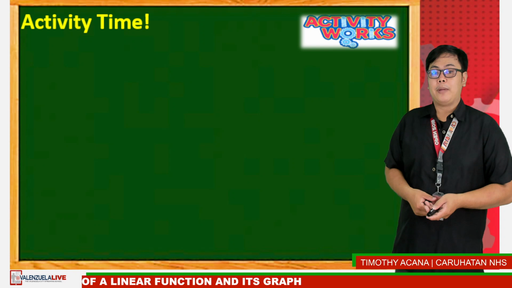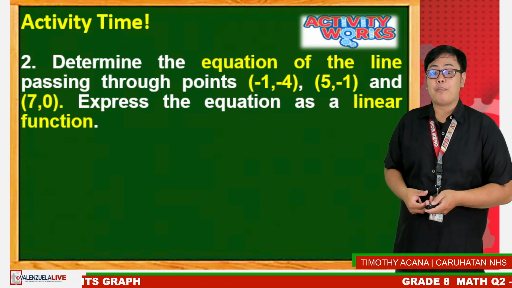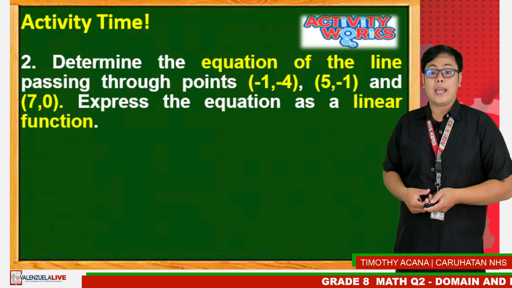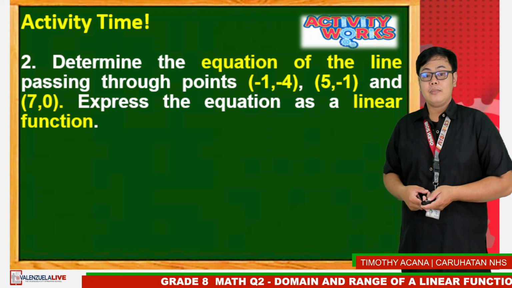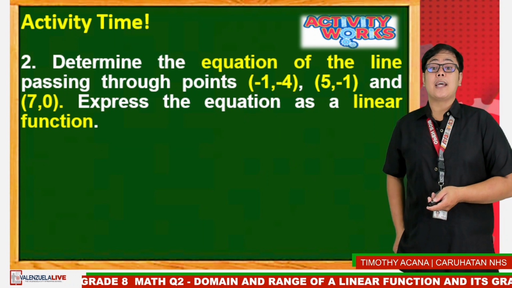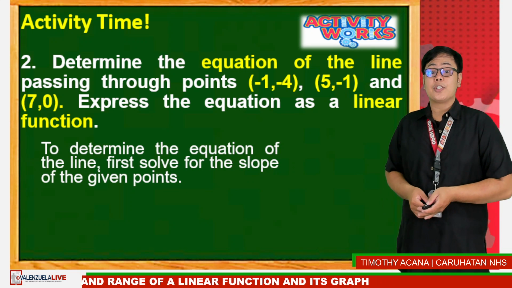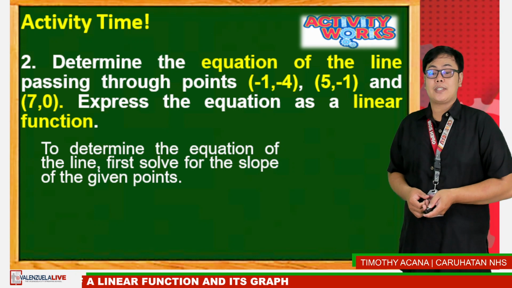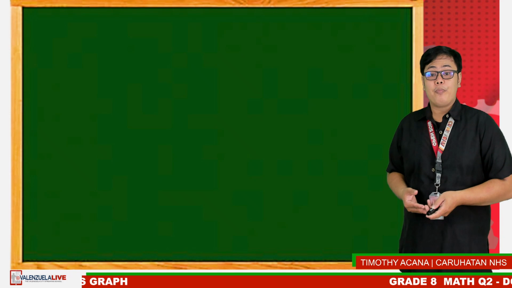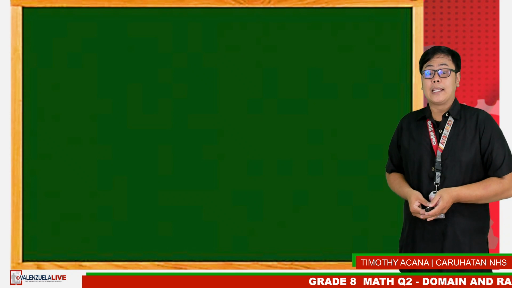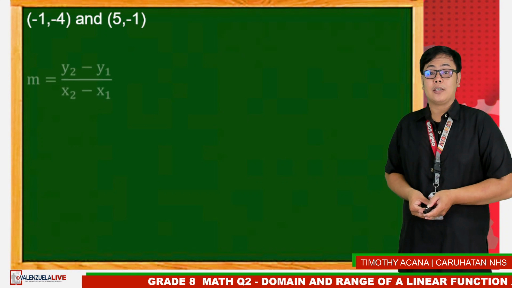Let us have another problem. Determine the equation of the line passing through the points (-1, -4), (5, -1), and (7, 0). And express the equation as a linear function. To determine the equation of the line, first, solve for the slope of the given points. First, we solve for the slope of (-1, -4) and (5, -1).